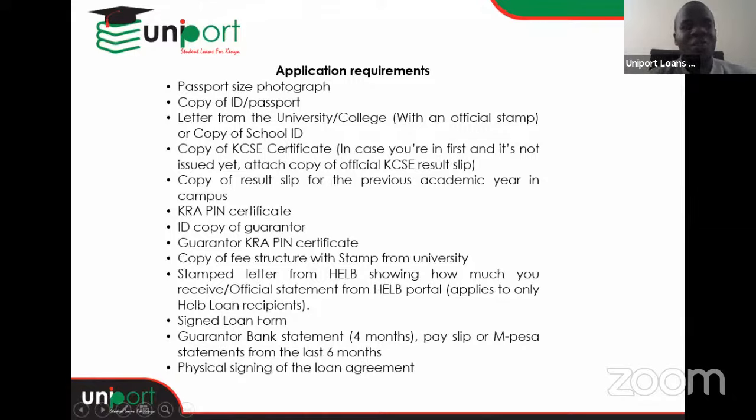However, if you think that you might get your ID in the next 3 months and you would like to apply for the loan today, you can go ahead and apply. And in the next 3 months, when you get your ID, you can submit your application. Then we will need a letter from your university or college. It should have an official stamp and a copy of a school ID as well. If you do not have that document, we'll ask you to bring a copy of your KCSE certificate.